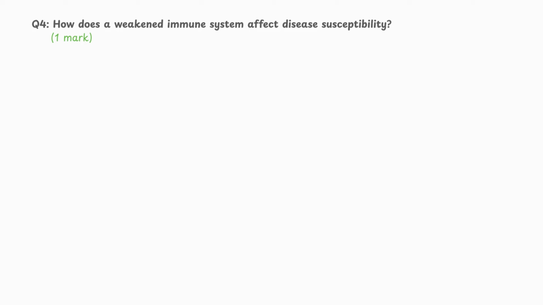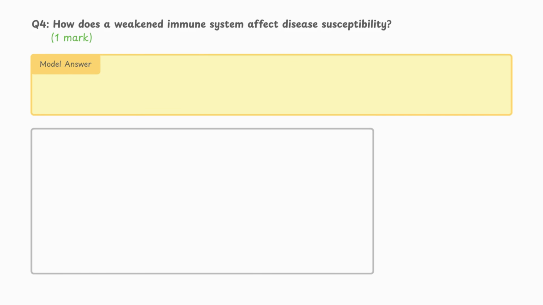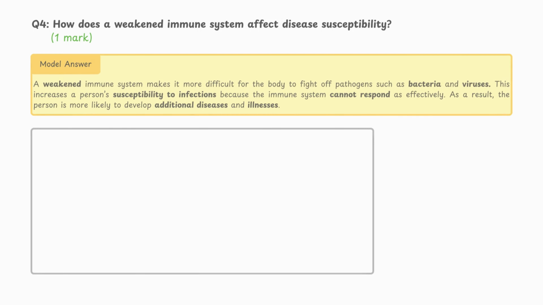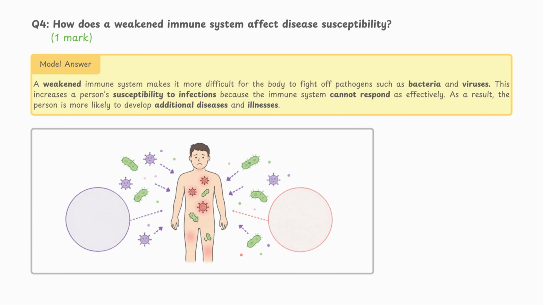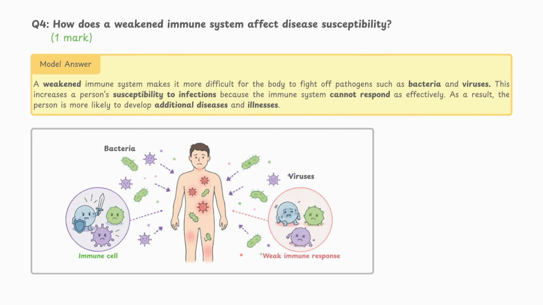Question number 4. How does a weakened immune system affect disease susceptibility? A weakened immune system makes it more difficult for the body to fight off pathogens such as bacteria and viruses. This increases a person's susceptibility to infections because the immune system cannot respond as effectively. As a result, the person is more likely to develop additional diseases and illnesses.